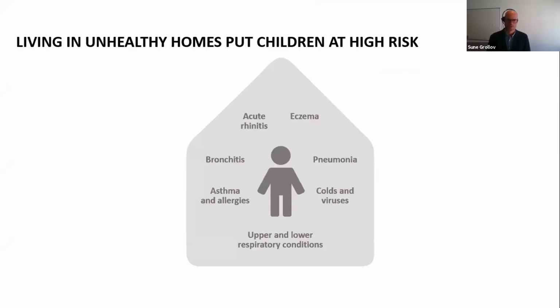So when you live in an unhealthy building, the children are put at risk for many kinds of diseases, and you see some of them here. It's everything from colds and viruses to asthma and allergies. And if you live in a building with damp and mold, you have a 40% higher chance of getting asthma than in a regular building. This is quite stunning, because a lot of these diseases that could stem from unhealthy buildings seem to follow you for the rest of your life in many cases. So we find these numbers quite alarming and significant.